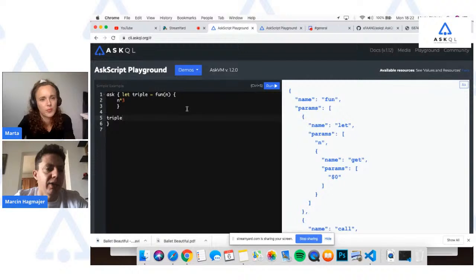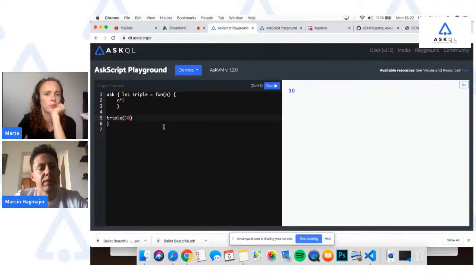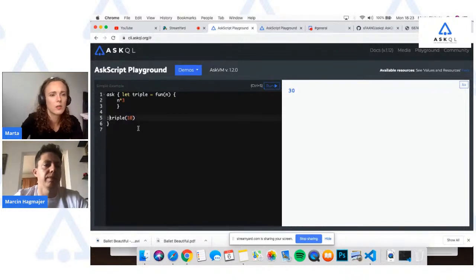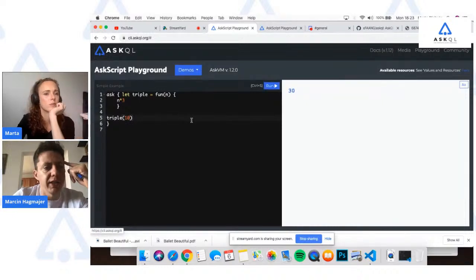So let's try it out. We can write triple, for instance, with the parentheses. Let's see what triple of 10 is. Oh, so that's one way to use it. I just had a colon here for some reason, and that's why I got this error. The colon you're only going to use after something.